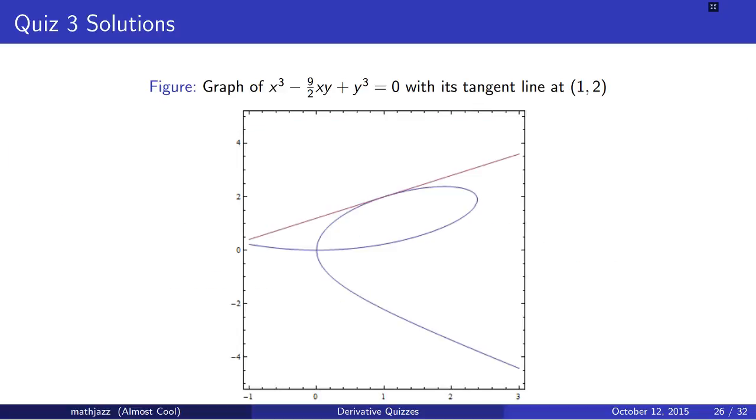And here's a graph of our function with that tangent line. See, it looks very pretty. It lines up with the function at the point 1, 2. Now we have to find the other two tangent lines.